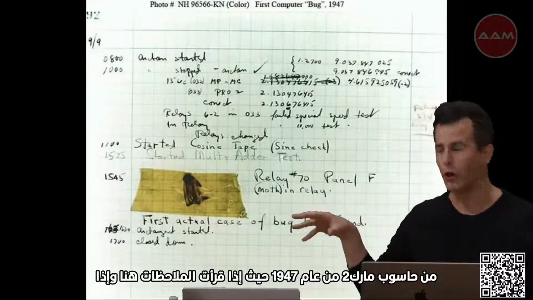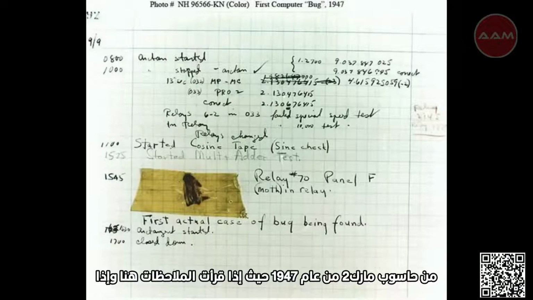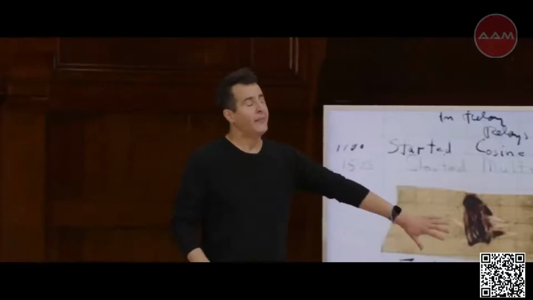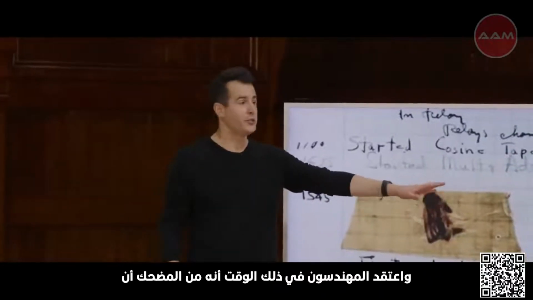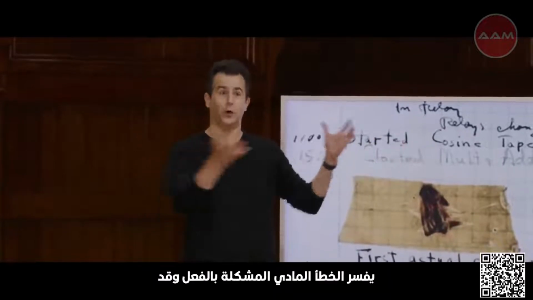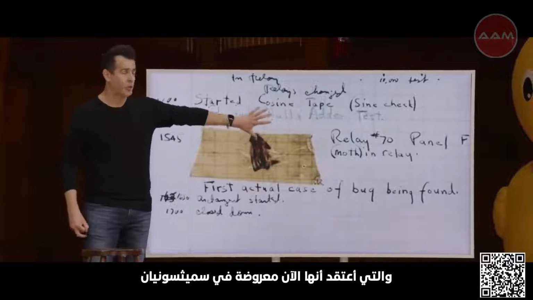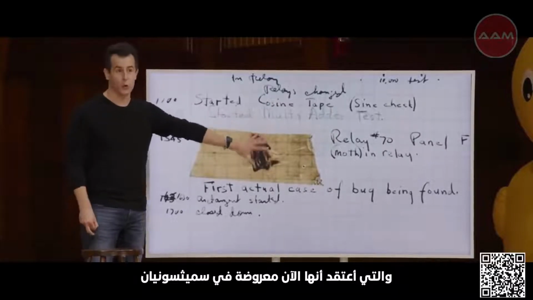Mark II computer from 1947, whereby if you read the notes here, and if I zoom in, this was an actual moth discovered inside of this big mainframe computer that was causing some kind of problems. And the engineers at the time actually thought it was funny that, wow, a physical bug actually explains the issue. And it's been forever taped to this sheet of paper, which I believe now is on display in the Smithsonian.